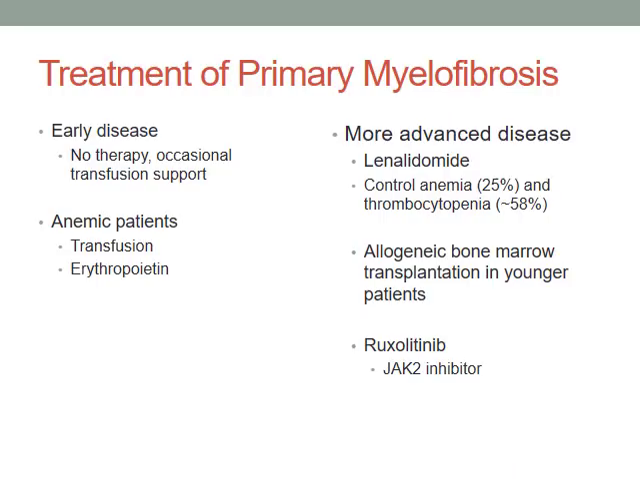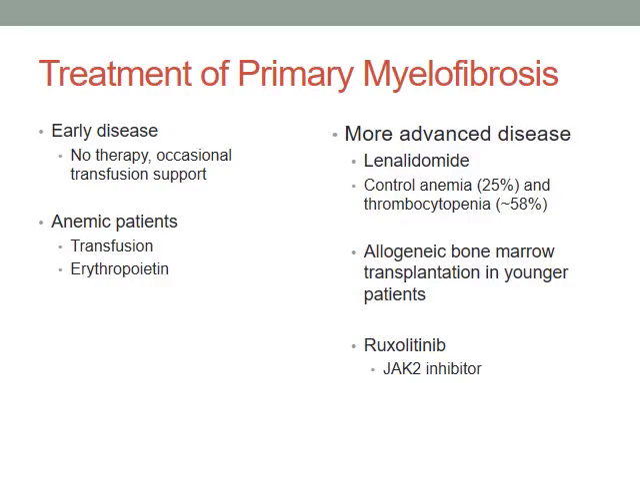Treatment of primary myelofibrosis. In the early disease states of primary myelofibrosis, most patients do not require drug therapies. However, they will occasionally need support with transfusions. This is especially true in patients who are anemic. Some patients will also need further assistance with erythropoietin to help increase their red cell mass.